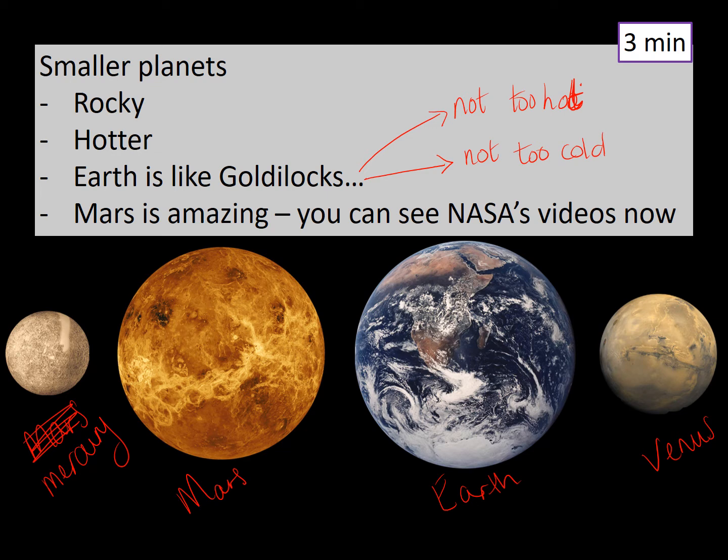And I just want to give you a little bit of information about Mars. Now, the colour of Mars is red because it's got a lot of iron in its rock formations, and it's absolutely amazing.